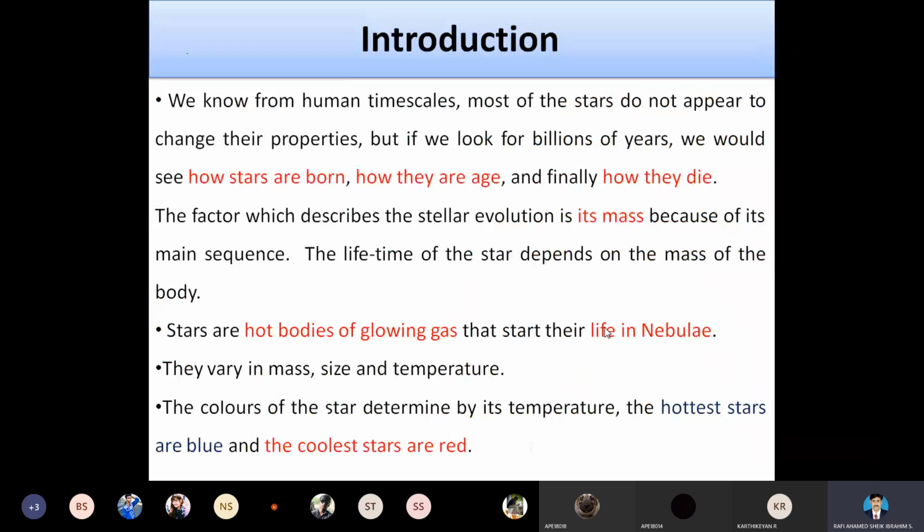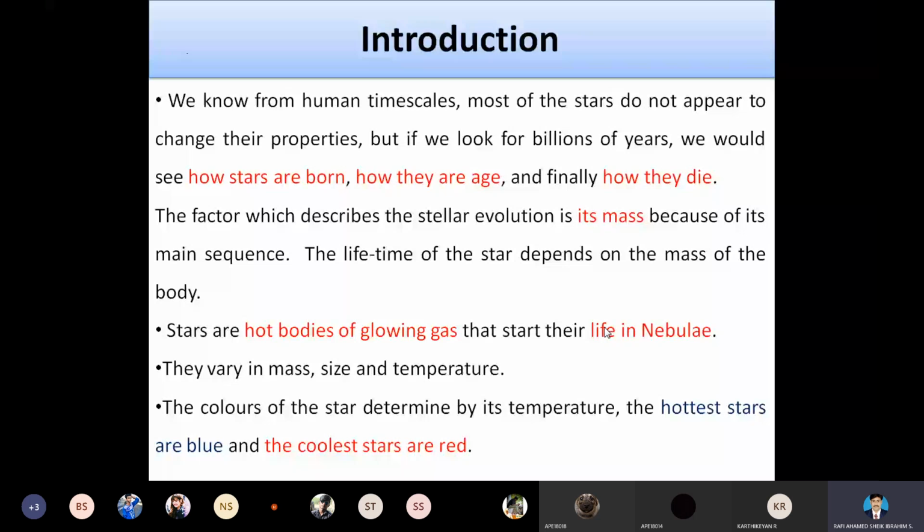So here is a small introduction for our today's topic, the lifetime of a star. From the human life scale, most of the stars do not appear to change their properties. If we look over billions of years, we could see how stars are born, how they age, and finally how they die.